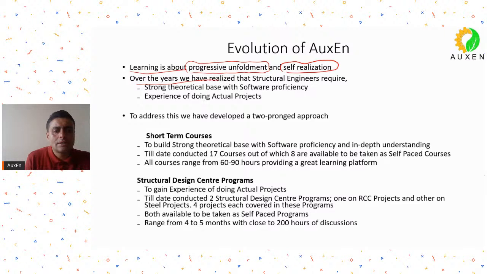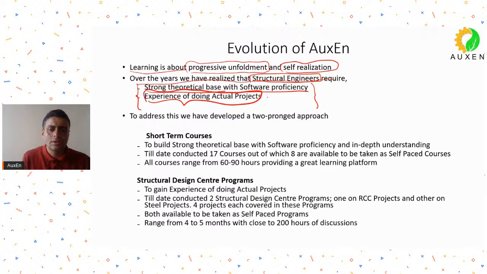So over the years we have understood this, that as structural engineers we require both these things. Okay, so we require strong theoretical base with good software proficiency. So you cannot say now that you don't like softwares, or you take a lot of pride in doing calculations manually. Yes, it is okay that you know manual calculations, or it is good that you understand things as they are, but still you also need to have software proficiency. That is the need of the day. And not only strong theoretical base and software proficiency, but you also need to have experience of doing actual projects. Because what is the use of being a structural civil engineer if you don't have the experience of designing actual projects, correct?